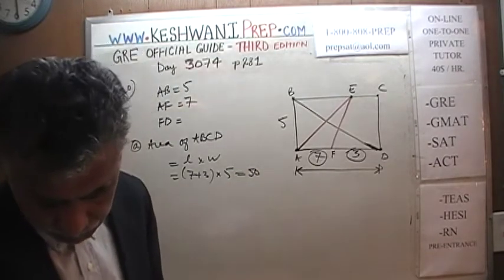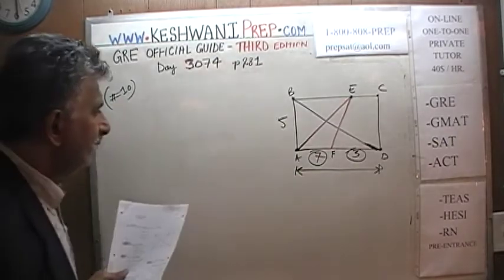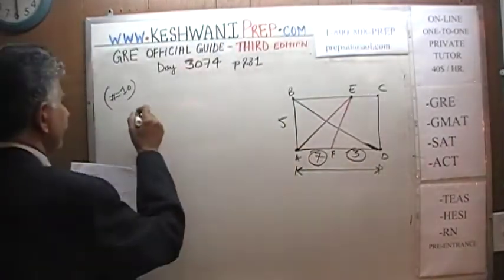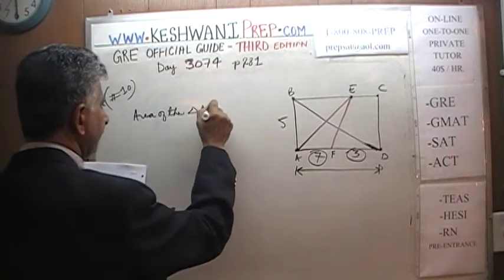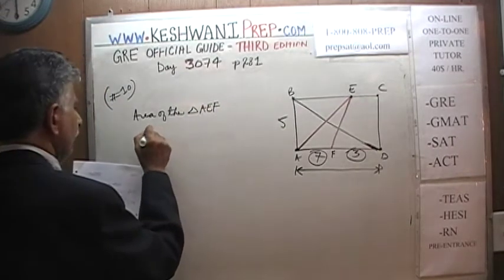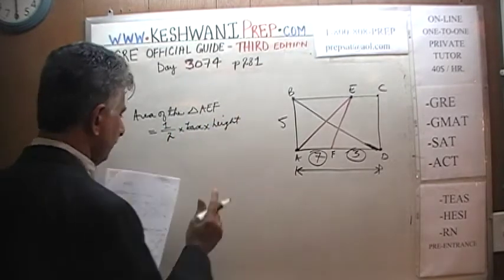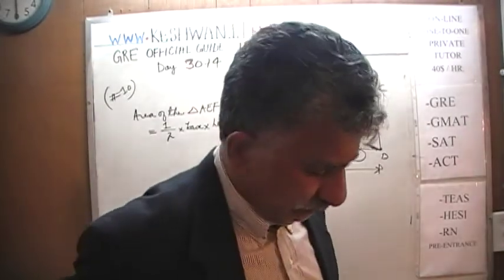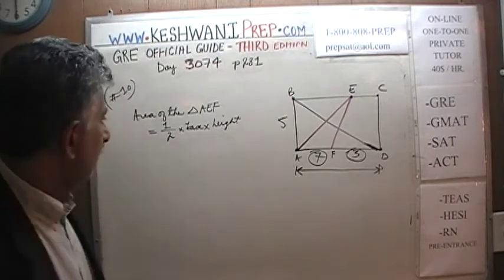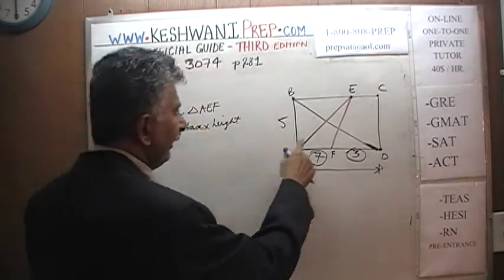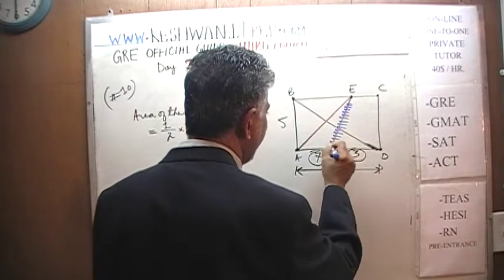Straightforward, simple problem. So next they ask us for the area of the triangle AEF. The area of a triangle, as we know, is 1/2 base times height. But the problem here is, we do not know the height of AEF. It is not given to us. What are we going to do?